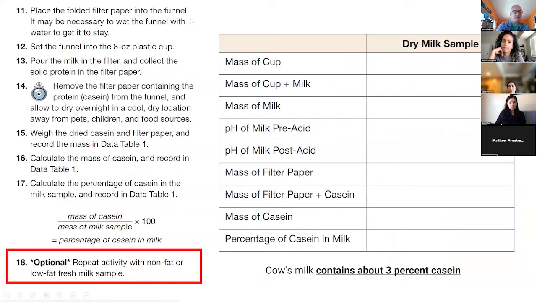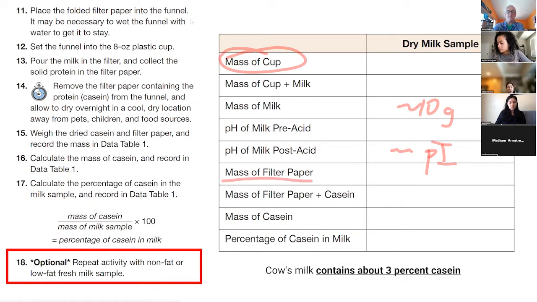So at the end, what we're going to want is the mass of the cup we started with, to get the mass of the milk. This is going to be probably a little over 10 grams. We want the pH before adding anything, and the pH after everything stopped precipitating, and this should be approximately the PI of casein.